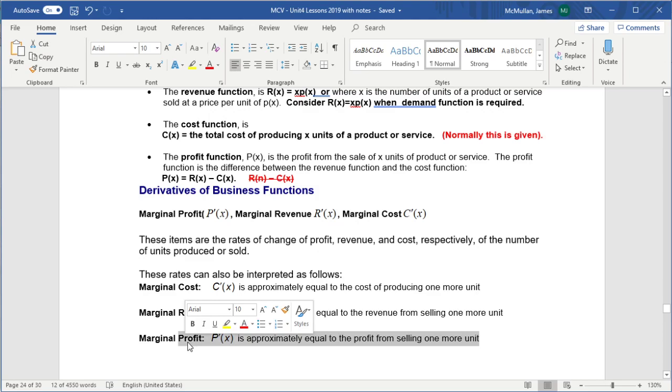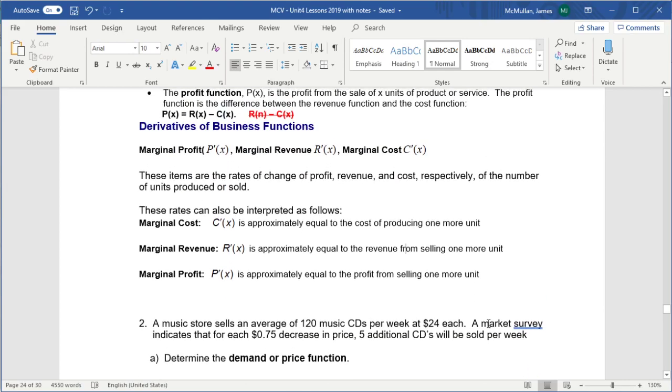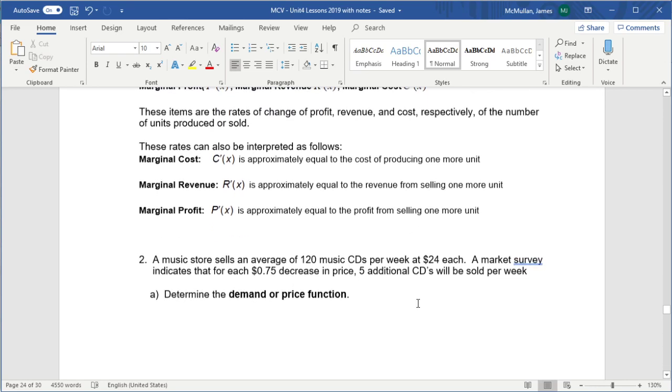Profit is the same idea. Would I gain or lose money from selling one more unit? Because of course it is possible to sell too many, in the sense that you have to lower your price so much in order to sell that number.